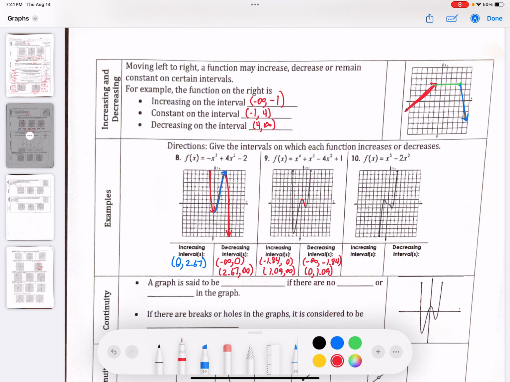And next one, we start off increasing, and we have a point of inflection here. Remember, points of inflection are not considered to be a change in direction. So we are increasing from negative infinity to negative 1.10. We are decreasing from negative 1.10 to 1.10. And then from 1.10 to positive infinity, we are increasing for the rest of the function.